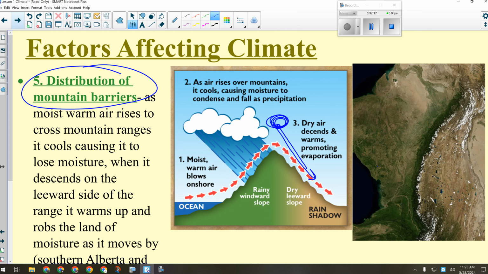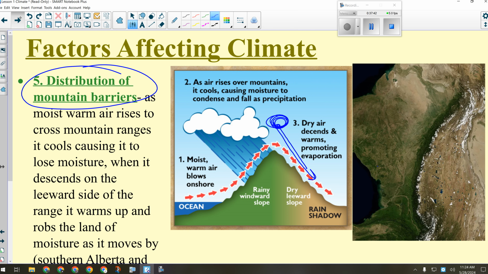Okay? All right, everybody okay with distribution of mountain barriers? Okay, so mountain barriers are huge. Okay, they have a huge effect on climate. So if I was to point at, I don't know, Sault Ste. Marie, Ontario, would you list mountain barriers as a factor that affects climate there? No. Okay, but if I picked Lethbridge, you definitely would.